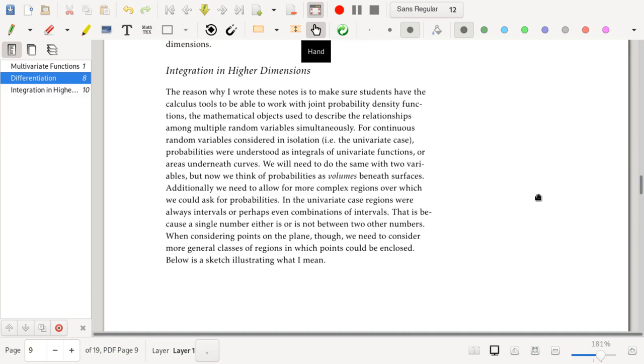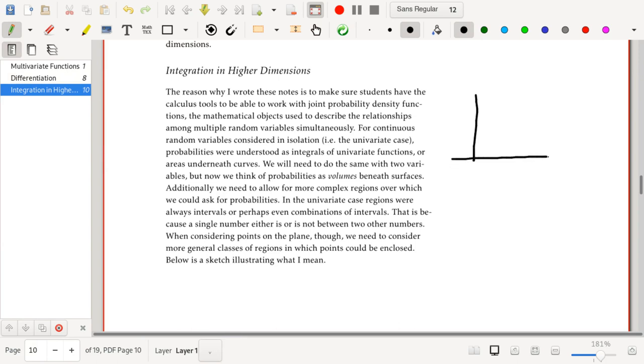Okay, so when talking about integration in higher dimensions, let's talk first about the 2D case. Well, actually, let's just go back first to the 1D case. The reason why we're talking about this is because maybe you remember when we were talking about probability density functions that we were thinking of there being some probability density curve, and probabilities were areas underneath the curve that were obtained via integration of a one-dimensional function, or a function that had only one variable, effectively. The parameters don't really count as variables. So that's what we were doing.